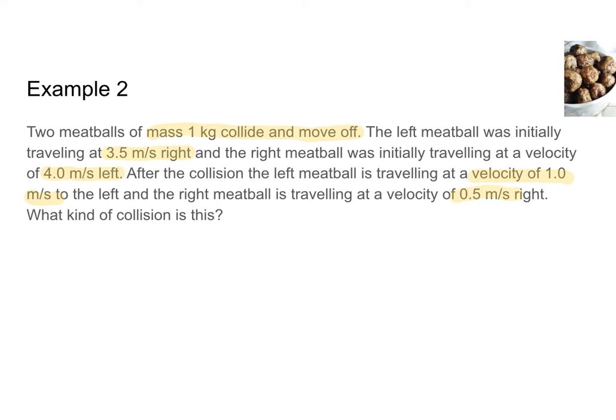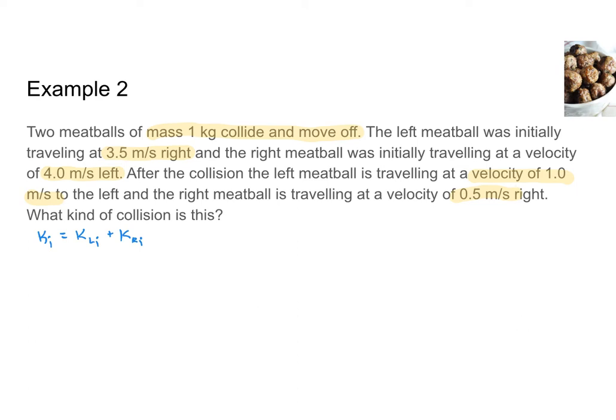And the way to figure out which it is is to calculate our initial kinetic energy and our final kinetic energy and see whether or not they're equal to one another. So with no further ado, let's start by calculating our initial kinetic energy. That's going to equal the initial kinetic energy of the left meatball plus the initial kinetic energy of the right meatball.